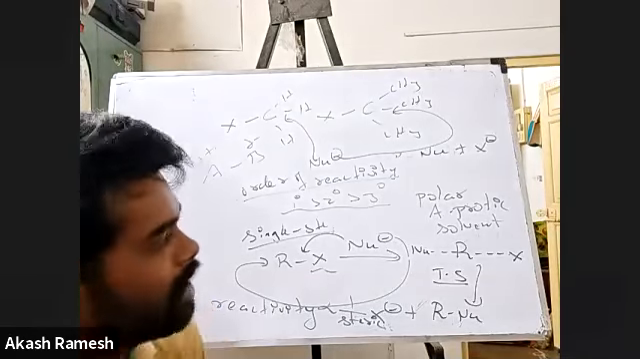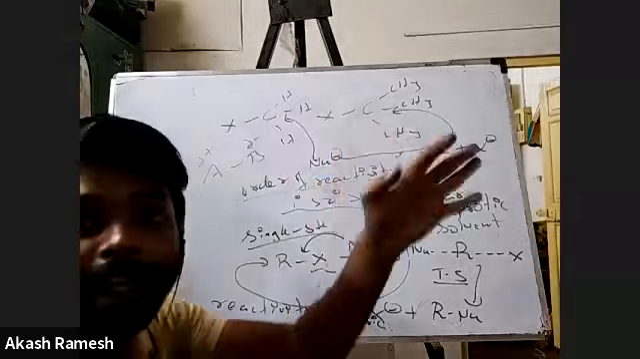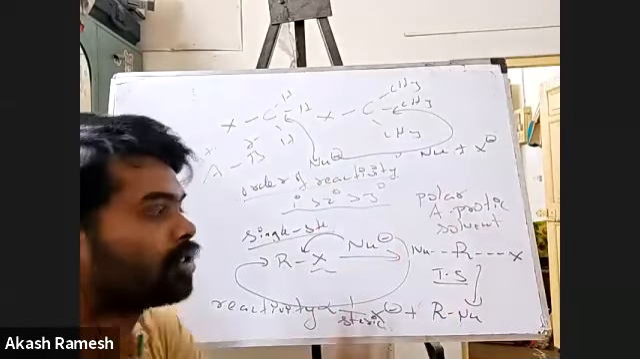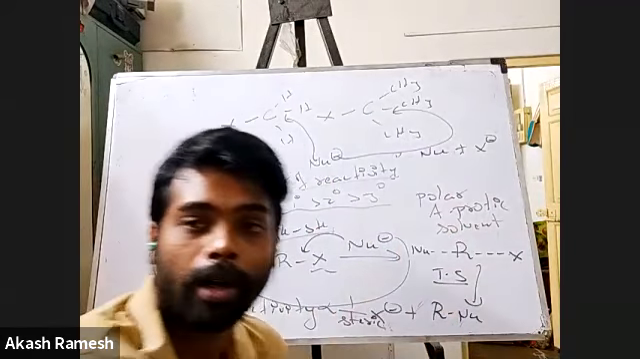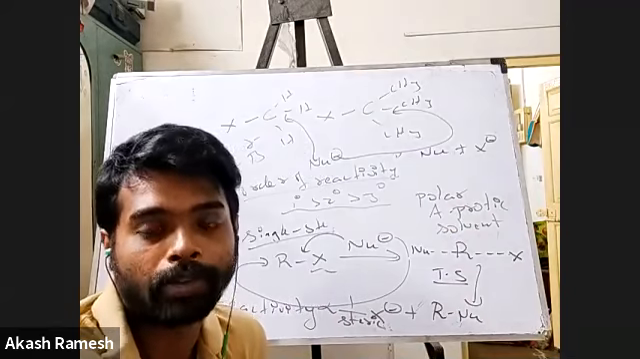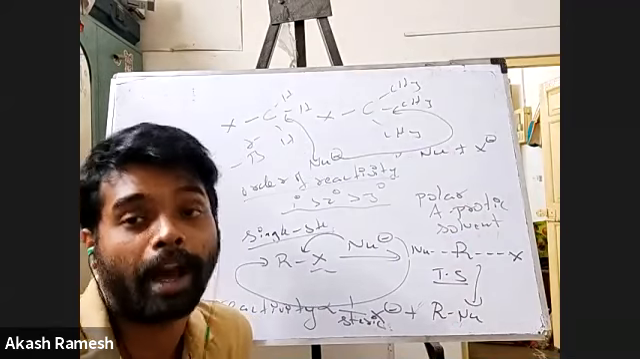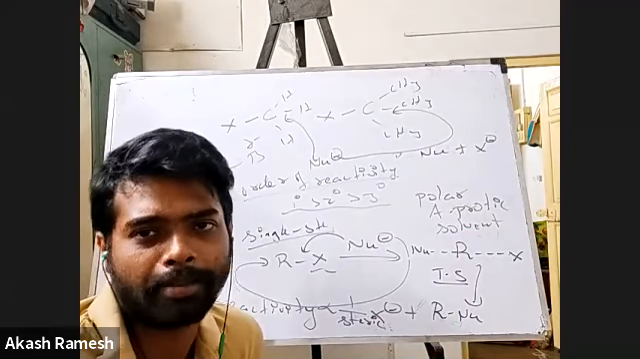If these kinds of bonds exist in a compound, those compounds are called polar molecules or polar compounds. Say H2O, HCl, HF, ammonia. All these are examples.